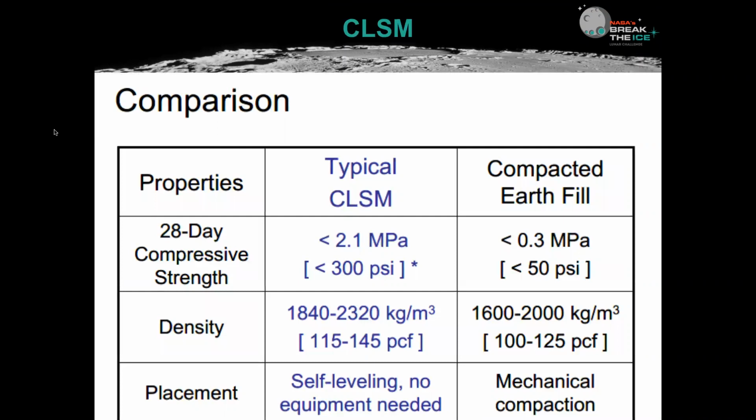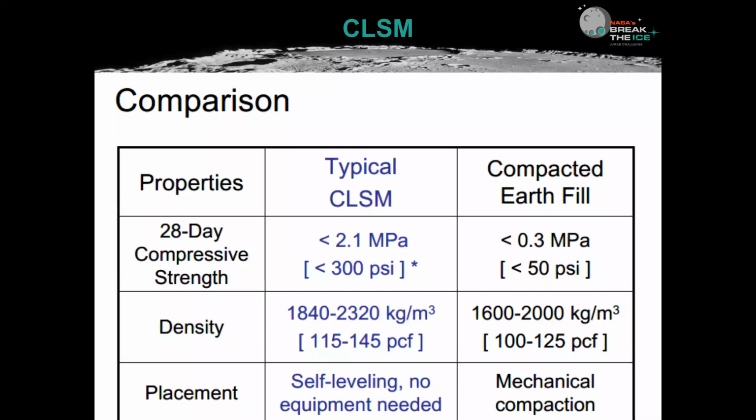So some comparisons, so you get an understanding of what CLSM stands in terms of its properties, particularly the compressive strength, density, and how it levels out. If you compare CLSM to compacted earth fill, as Pete indicated, CLSM 28-day compressive strength is generally less than 2.1 megapascal, less than 300 PSI. And that's what we use in the construction industry. If it is more, it becomes a problem, particularly if it's to be excavated, even with mechanical equipment.